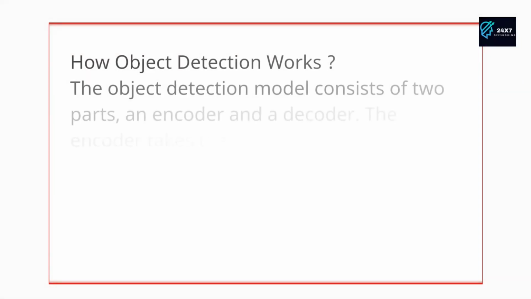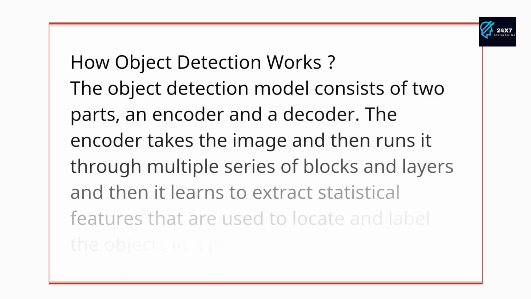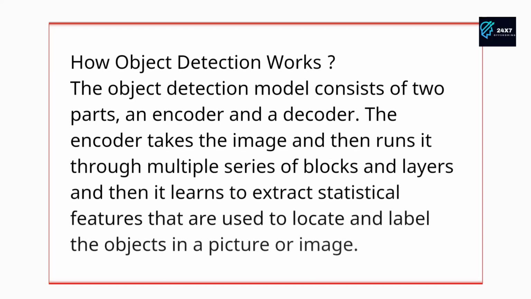How object detection works. The object detection model consists of two parts, an encoder and a decoder. The encoder takes the image and then runs it through multiple series of blocks and layers, and then it learns to extract statistical features that are used to locate and label the objects in a picture or image.